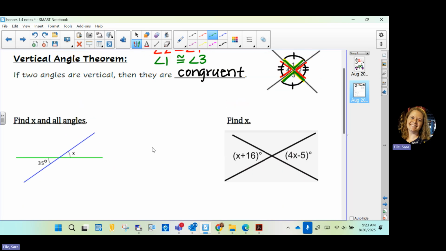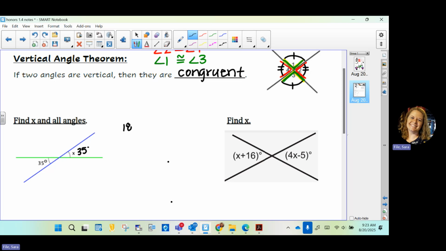This first one, find x and all angles. So what does x have to be? Okay, that one's pretty straightforward. They are vertical angles. This is going to be 35. But now, how can I find the other two missing angles, Katie? 180 minus that. Good. On my screen, I have them in blue and green. Those are each a line, and we know a line is 180 degrees. So this angle 35 and this empty one are supplementary, so you can just subtract from 180.